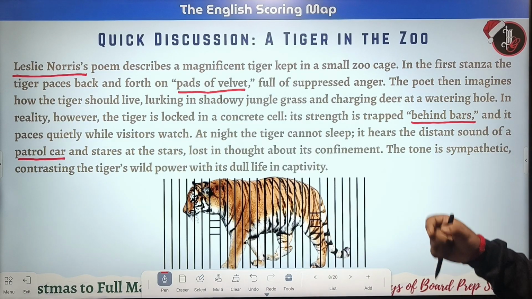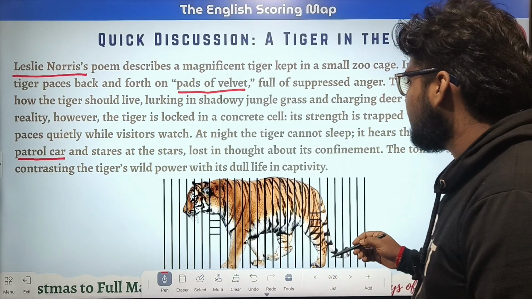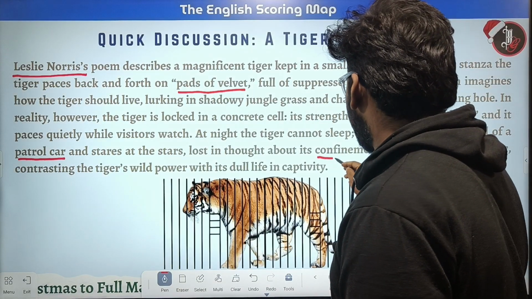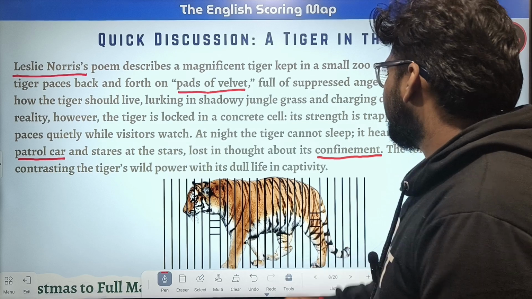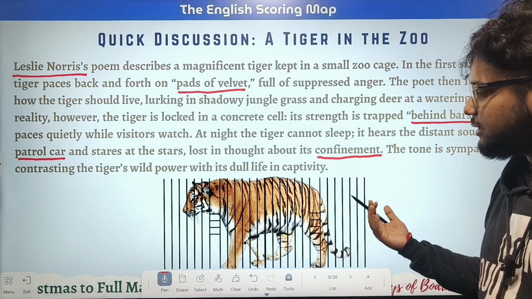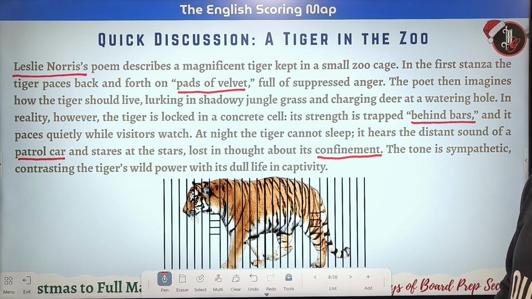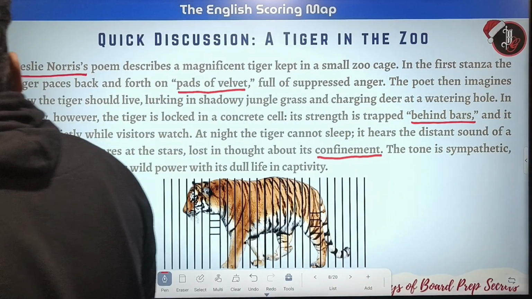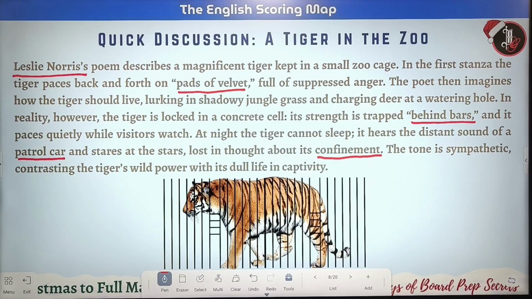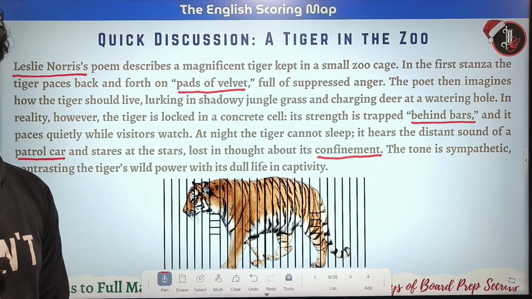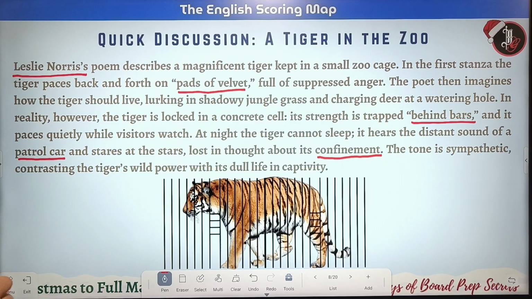His confinement means he's caged. He's completely caged. He cannot do anything. He cannot move about freely. He cannot just leave over there, right? The tone is sympathetic, contrasting the tiger's wild power with its dull life in captivity. So the tone of the poet is sympathetic.